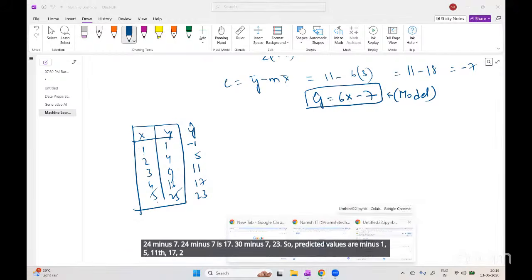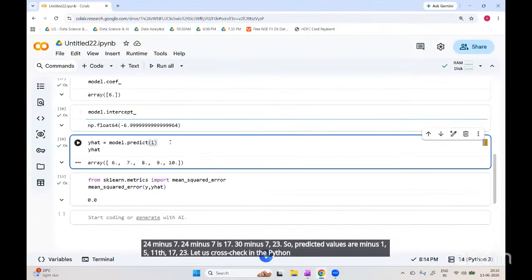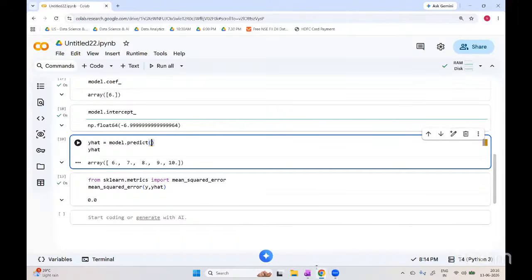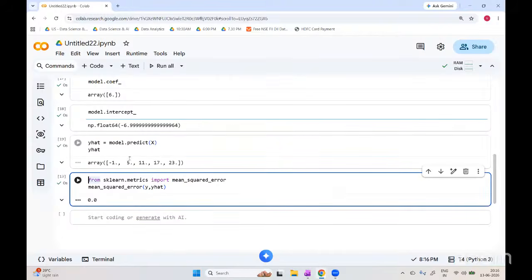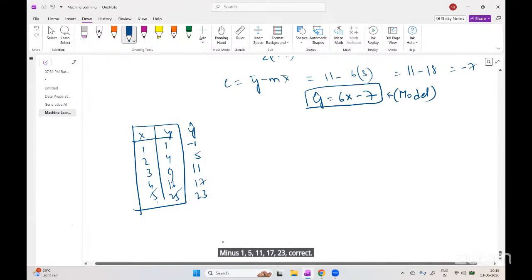Let us cross check in Python. Minus 1, 5, 11, 17, 23. Correct. These are the values.